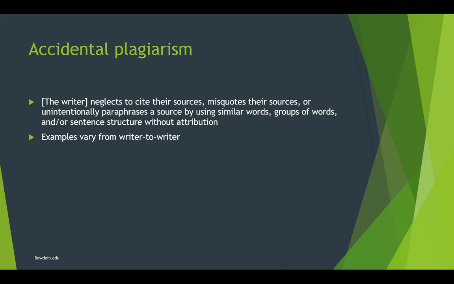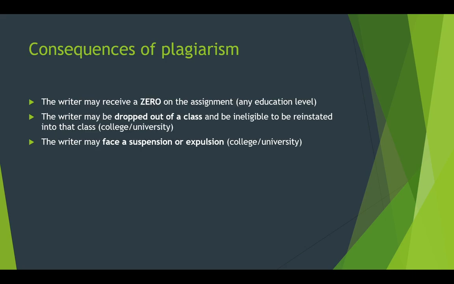It's an accident. You don't intend to plagiarize, but your neglectful behavior to double check your work leads to this being determined as accidental plagiarism, which does usually have the same consequences as the other types of plagiarism. And these consequences: you can receive a 0 on your assignment, regardless of your education level. You could be K through 12, you could be college, university. You can be dropped out of a class, that's college and university. I'm sorry for my voice today.